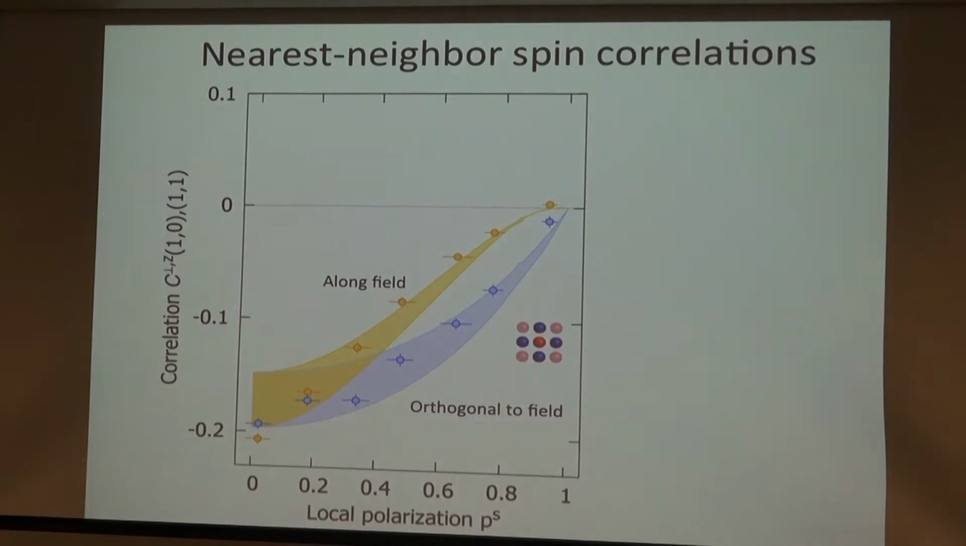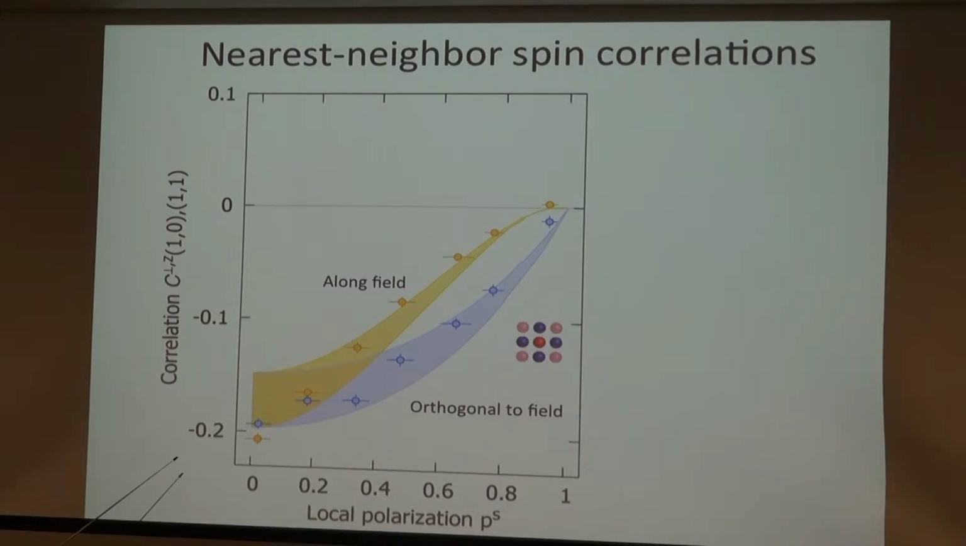Okay, so let's first start by looking at the nearest neighbor correlations. Here are the nearest neighbor correlations, which in the antiferromagnet you would expect to be anti-aligned. So you get negative correlations.